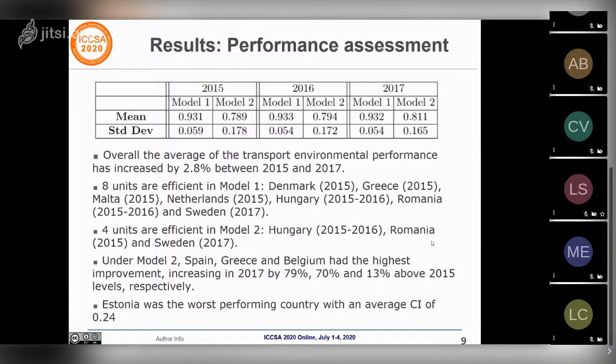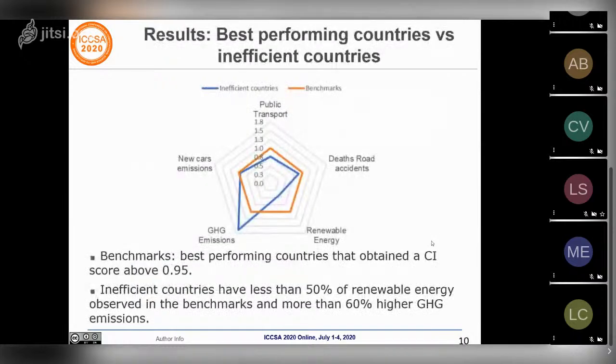Under the second model, Spain, Greece, and Belgium had the highest improvement, increasing in 2017 by 79%, 70%, and 13% above 2015 levels, respectively. Estonia was the worst performing country, with an average CI of 24 and almost no improvement during those 3 years. The countries were then divided into 2 groups: the benchmarks, which were the best performing countries that obtained a CI score above 95, and the inefficient countries that had a score below 95.